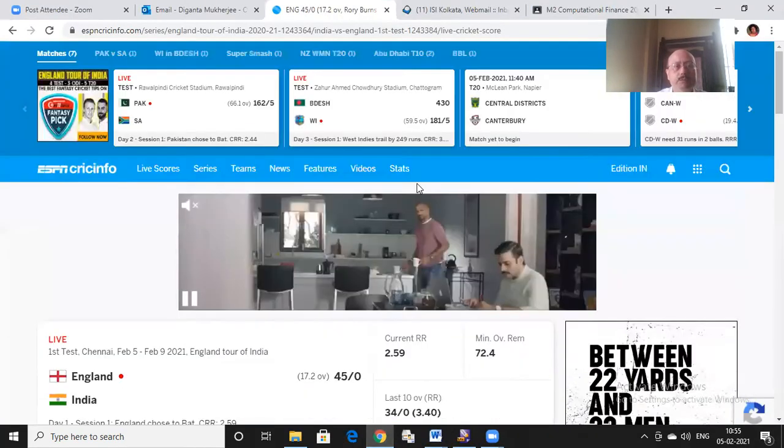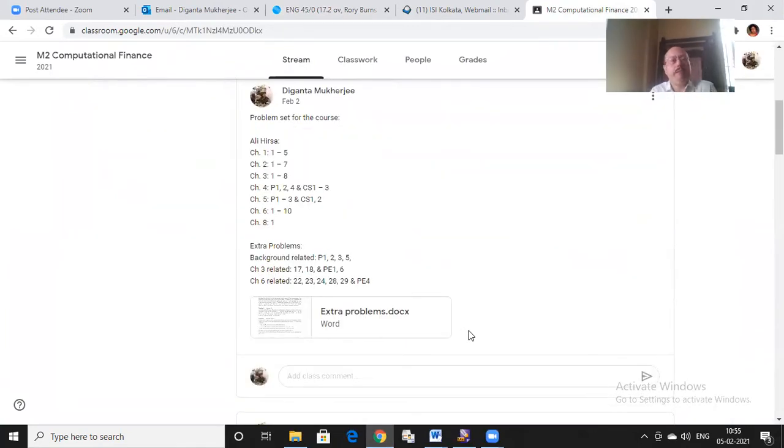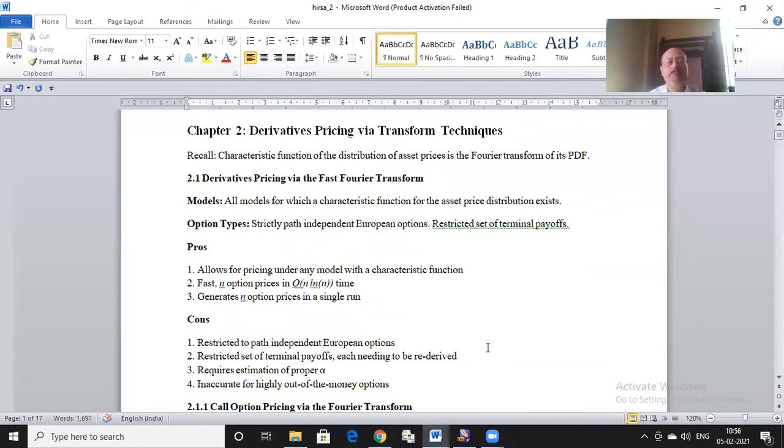Okay, so before I move on to chapter 2, I have put up this problem sets on the classroom. And from chapter 1, the first 5 problems I want you to start working on. So chapter 1 we have just finished, and there are 5 problems I have marked which you need to start working on. All right.